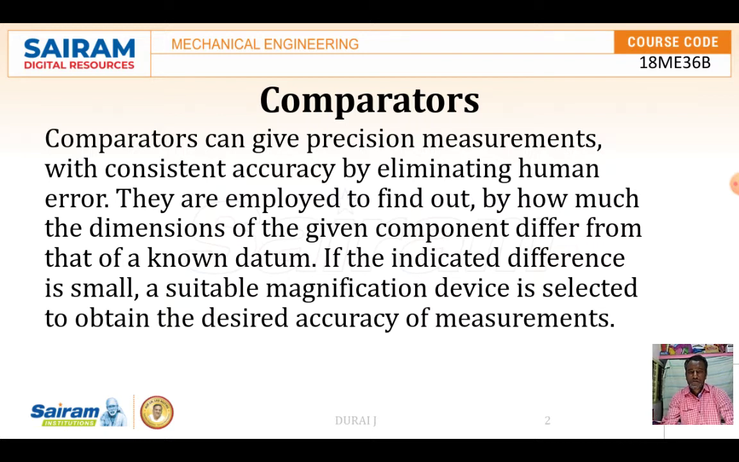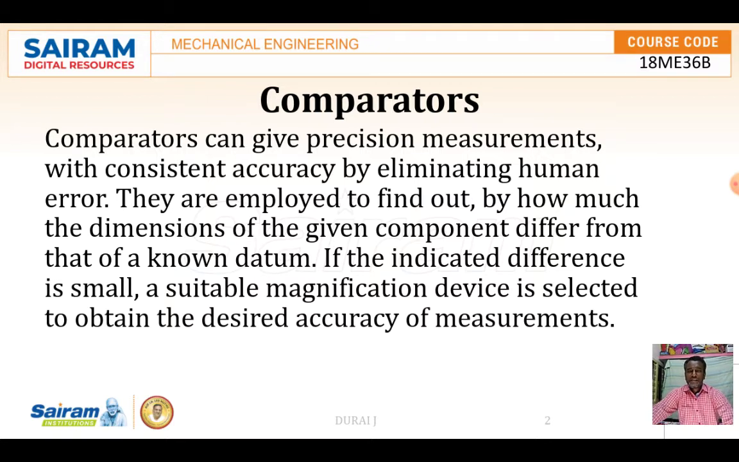Here, it's not going to measure the dimensions. It only checks whether the value lies within the standard limit or not. Comparators can give precision measurement with consistent accuracy, eliminating human error. They are employed to find out how much the dimension of the given component differs from the known data.